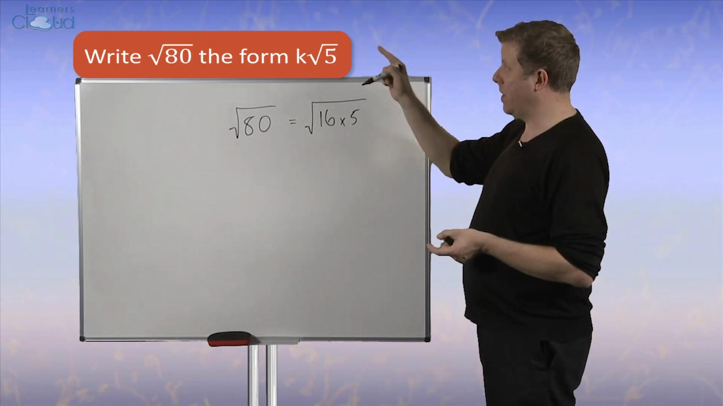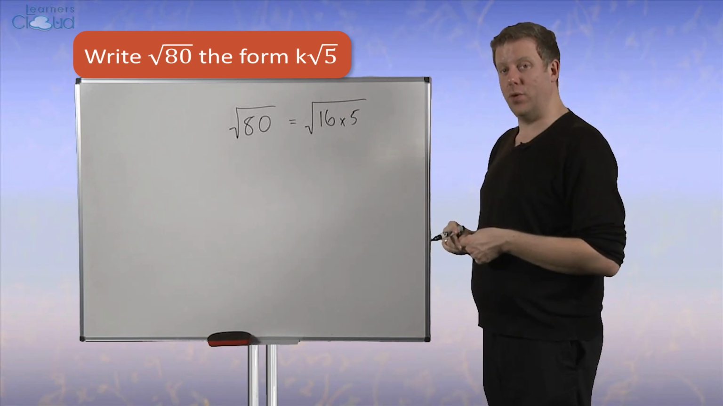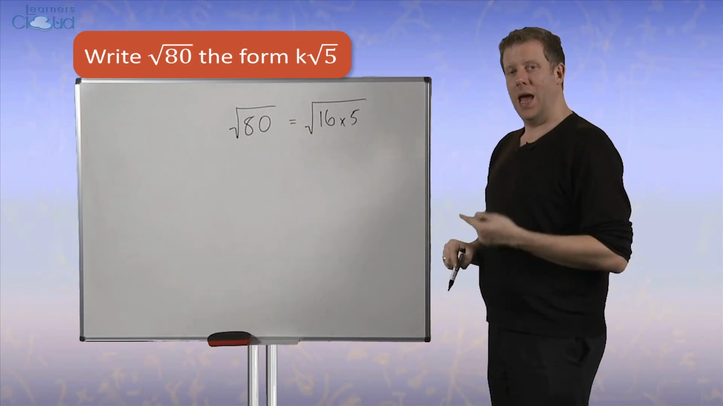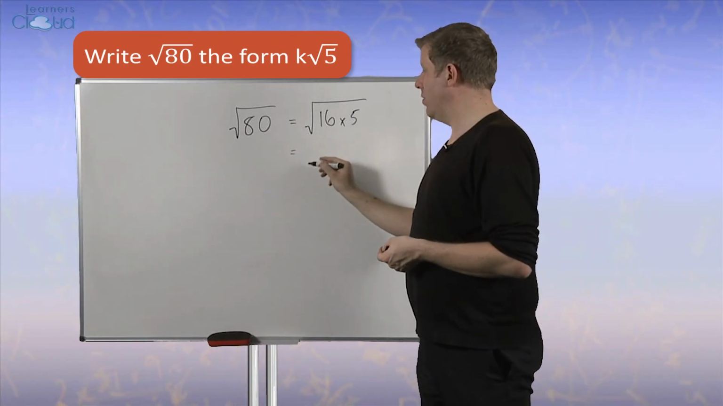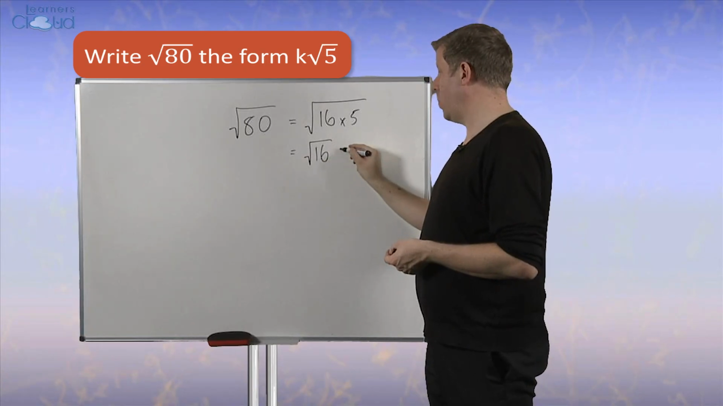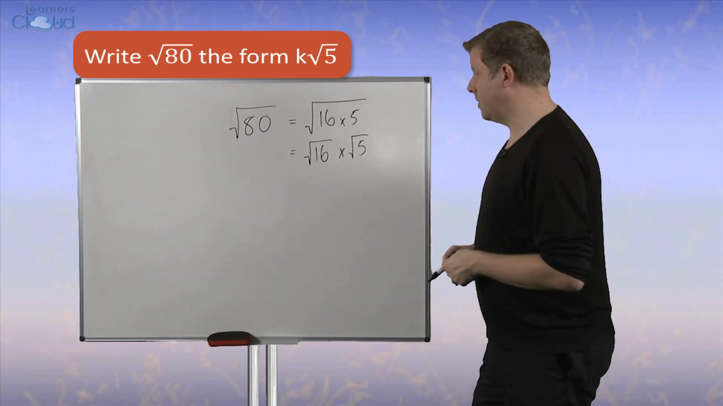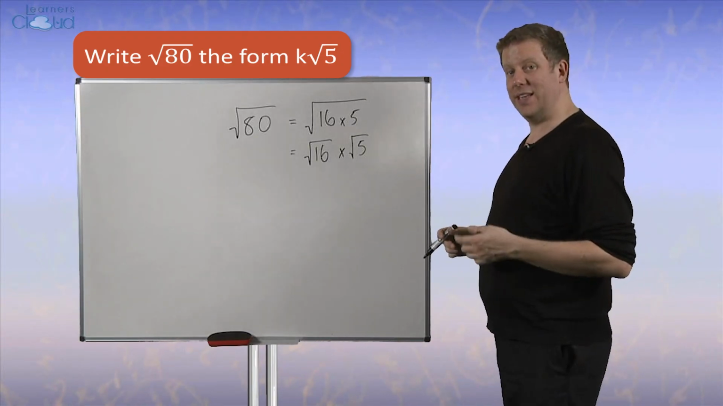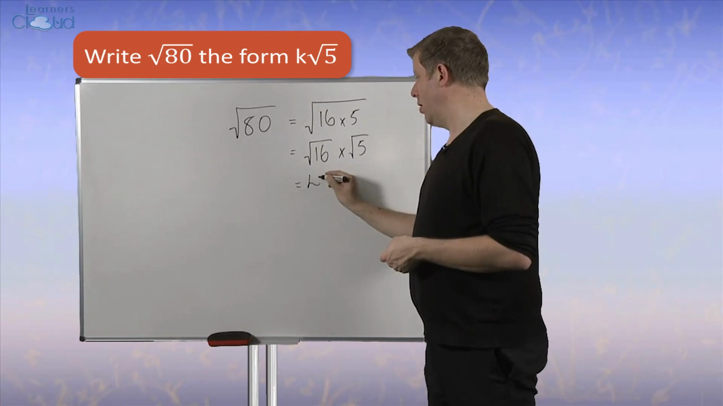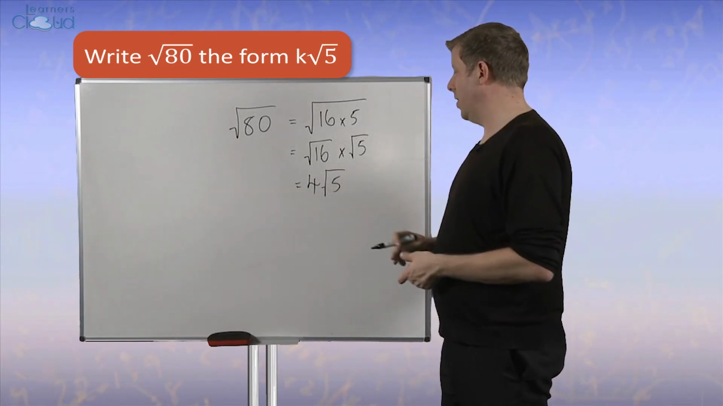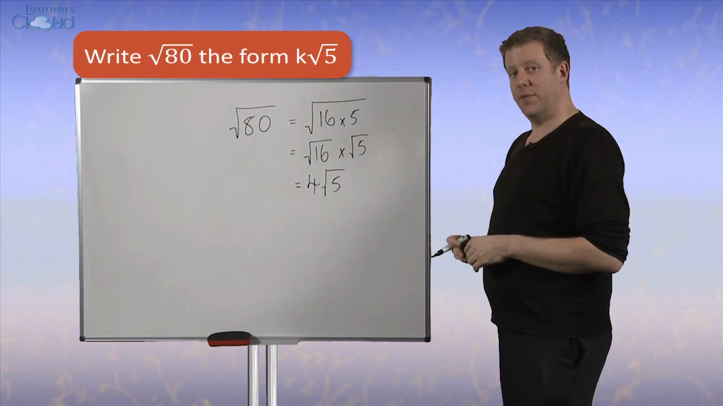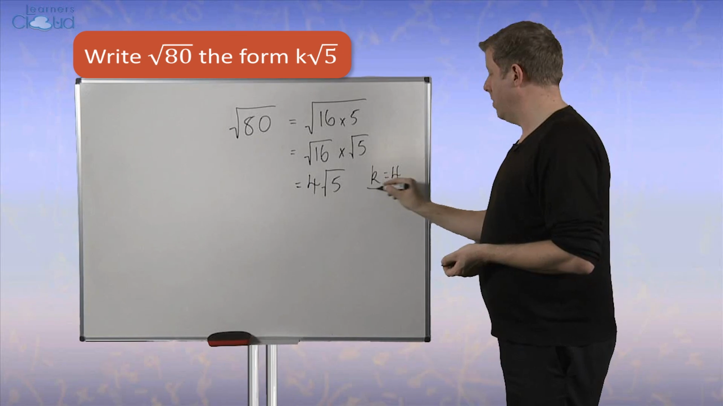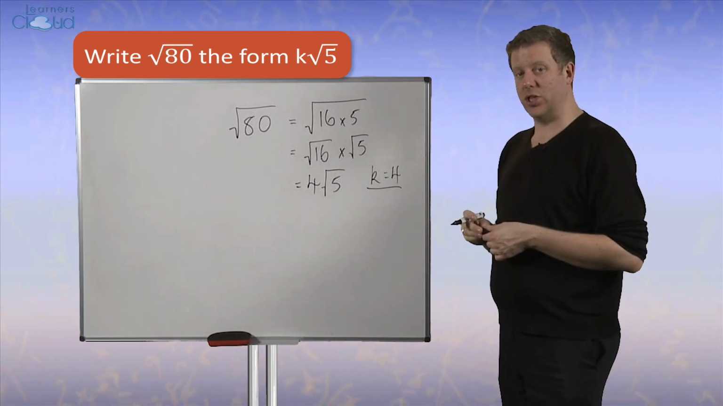Why did I do that? Well, because they told me they wanted that 5 in the square root. Now what we notice here is that 16 is a square number. And using that first rule, the square root of 16 times 5 is the same as the square root of 16 times the square root of 5. Now we've separated them, we can work out the square root of 16 and give that a value of 4. So our final answer would be 4 root 5. And if they actually asked us what k was, we could write that k equals 4 in this particular question.